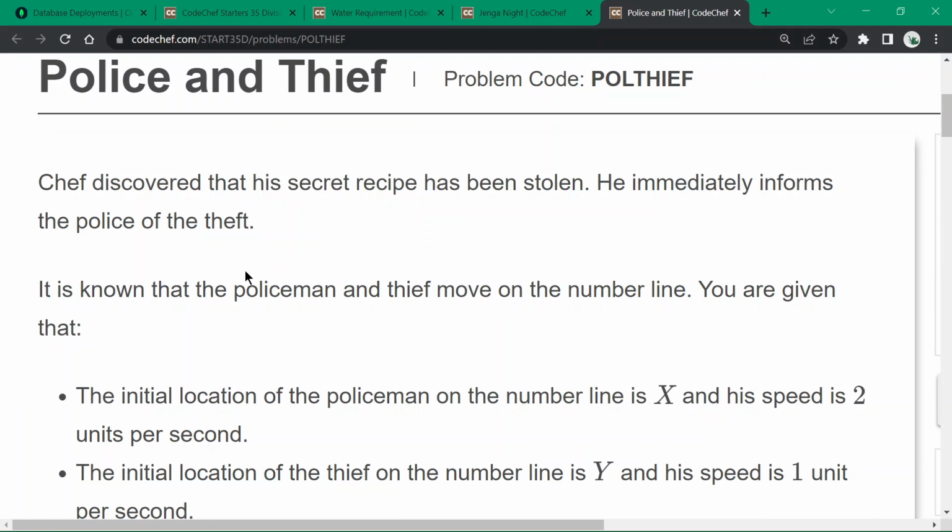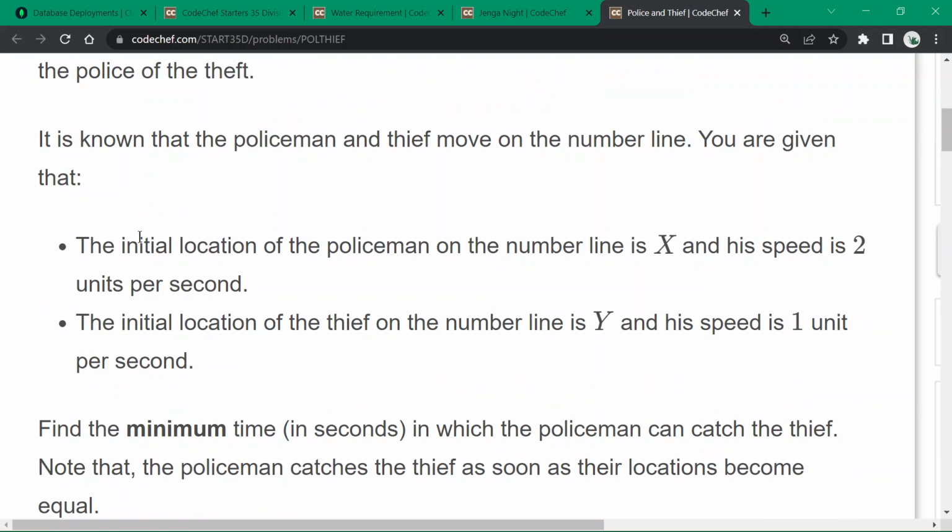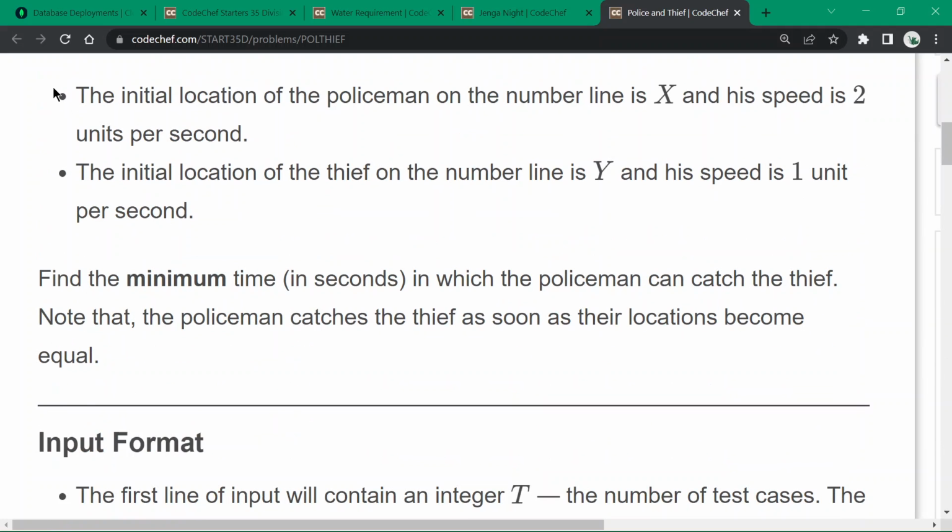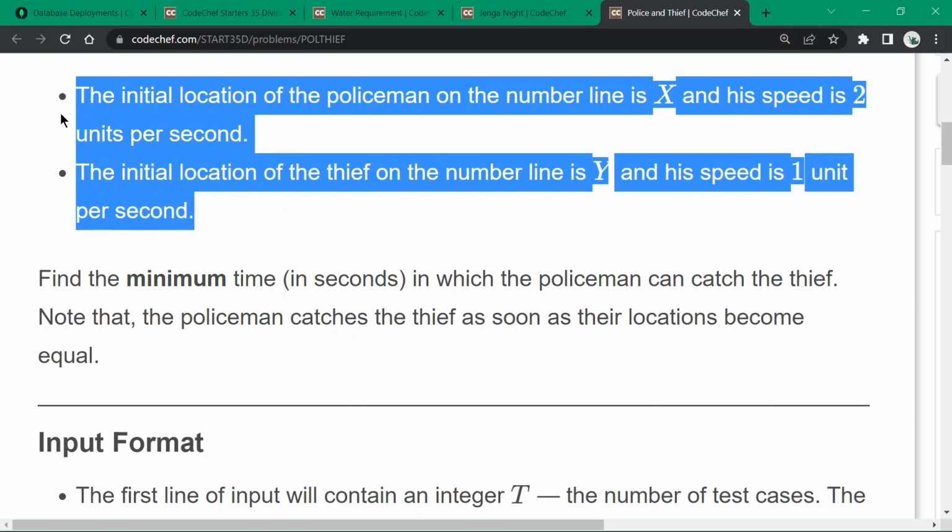And the third one is Police and Thief. The statement says that Chef discovered that his secret recipe has been stolen and immediately informs the police about the theft. It is known that the policeman and thief move on the number line. Understand these two points very carefully.